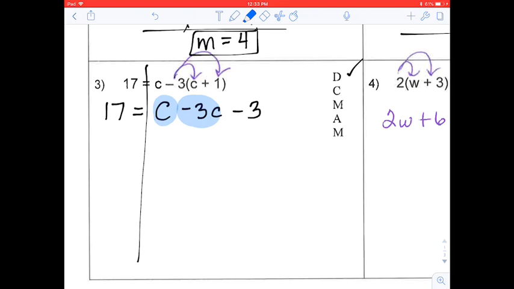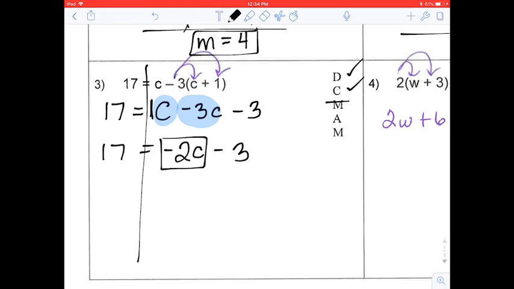We do need to combine some like terms. C minus 3c. This is 1c. I'm just going to write that in to help me do my subtraction. 1 minus 3 is -2. So -2c minus 3 equals 17. To get c by itself, I skipped a step. Do I need to move any variables? No. I only have my c's on one side of the equation, so I'm going to leave it where it is. Now, to get the c by itself, now I can add 3 to both sides.